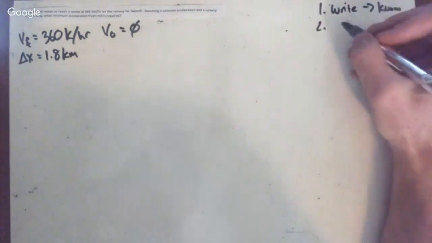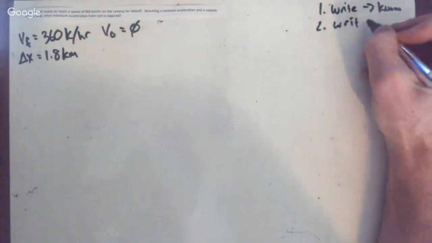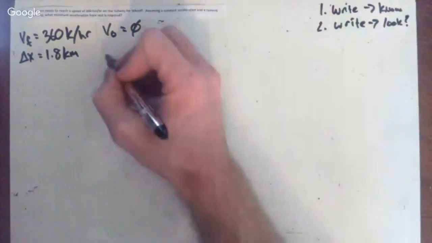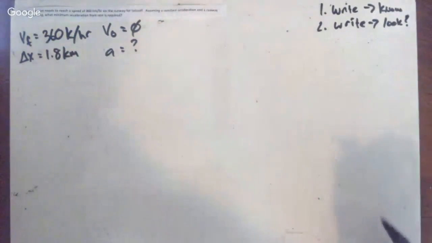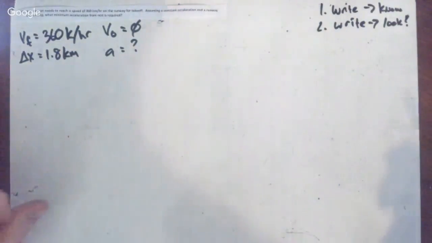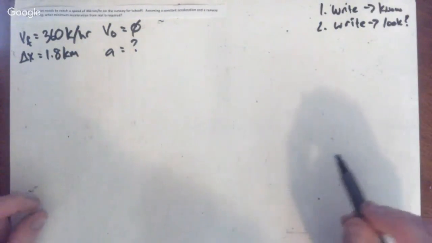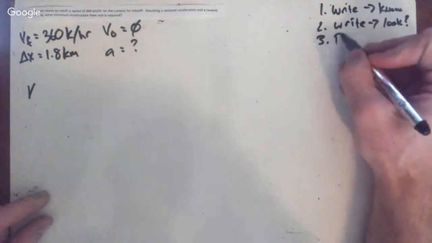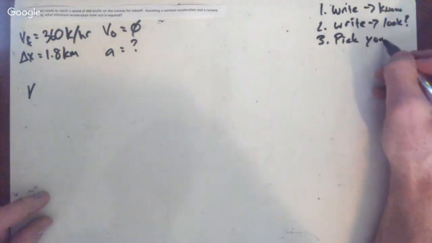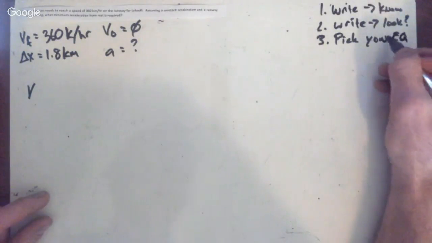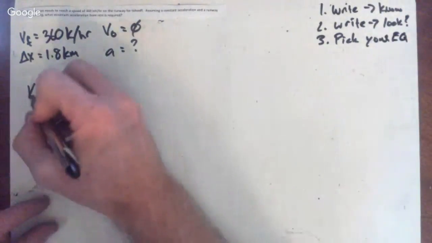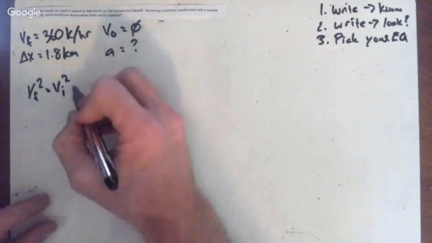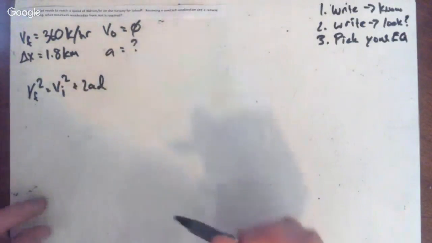And step 2 now, write what we are looking for. It asks, what acceleration do we need? Okay, so this one's going to be really pretty easy. We're going to start off with our step 3, which is pick your equation. If you guys remember this from class, VF squared equals VI squared plus 2AD.